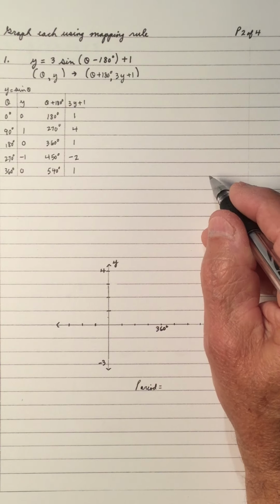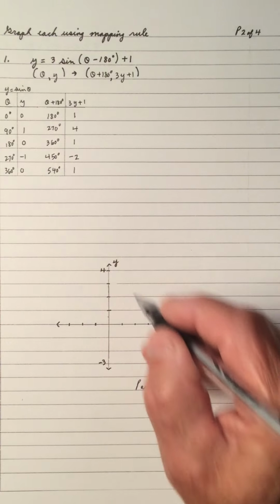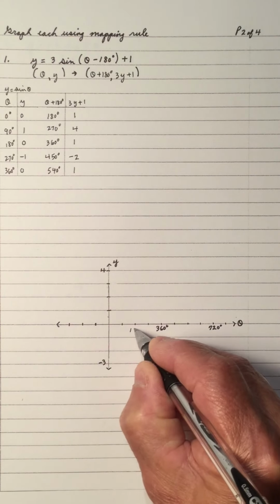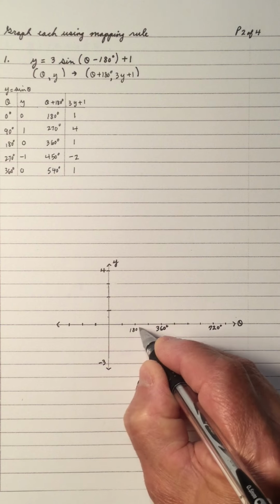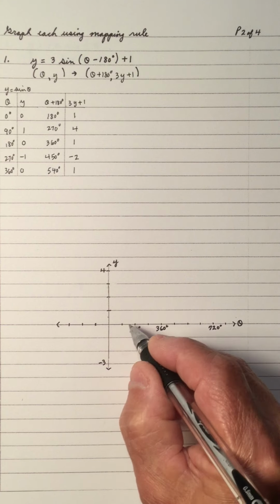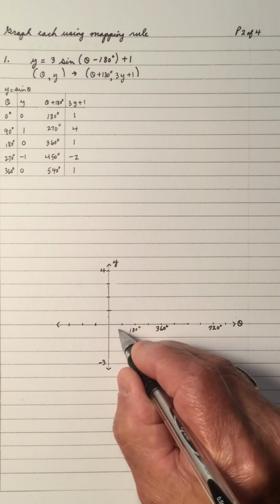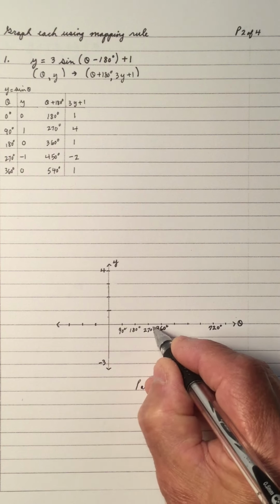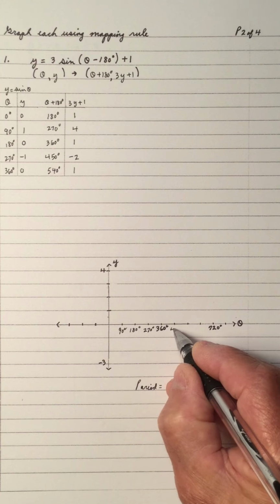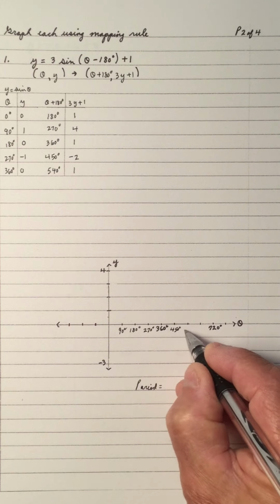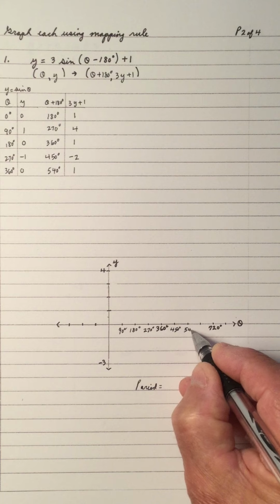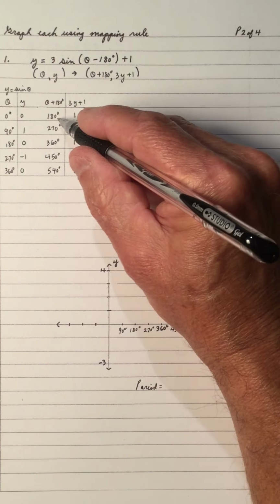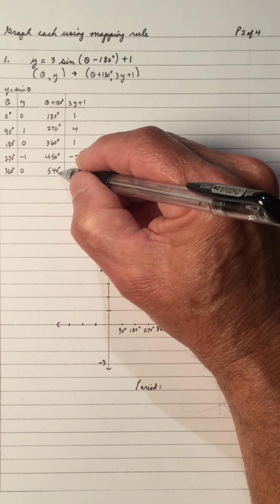Now let's graph this. So we have 360. Halfway between there is 180, and that's a 90. That's 270. And this is 450. This is 540, and etc. So we just keep on going, but we need to only go to 540.